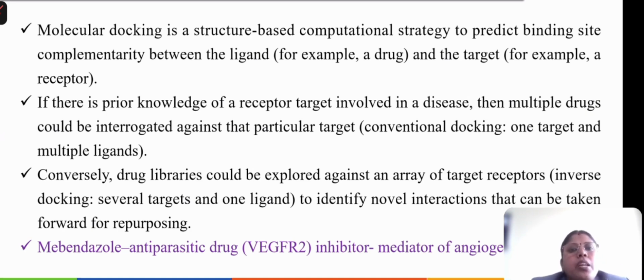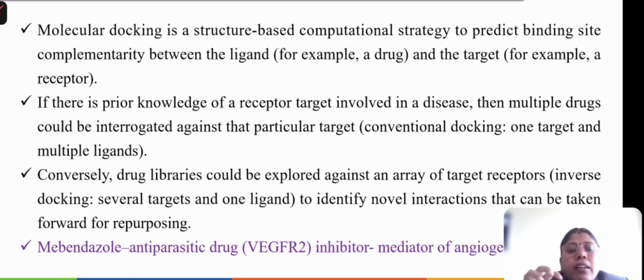Then coming to the computational molecular docking. It is a structure-based computational strategy to predict binding site complementarity between the ligand and the target. If there is prior knowledge of a receptor target involved in a disease, then multiple drugs could be interrogated against the particular target. Okay, this is conventional docking, one target and multiple ligands. So this is conventional drug research. What we will do here in drug repurposing is inverse docking.